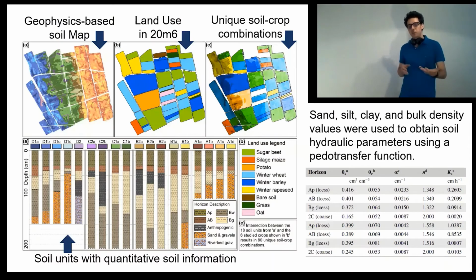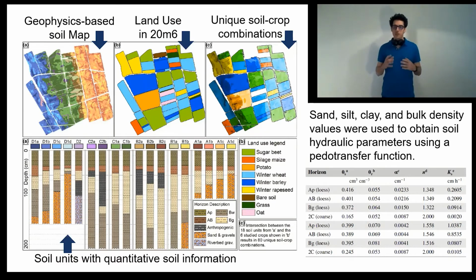Quantitative soil information was provided by a recently developed geophysics-based soil map, which divides the study area in 18 soil units. This information was used to calculate soil hydraulic parameters using a pedotransfer function.